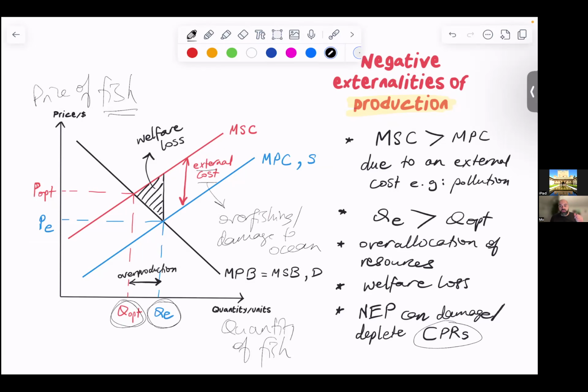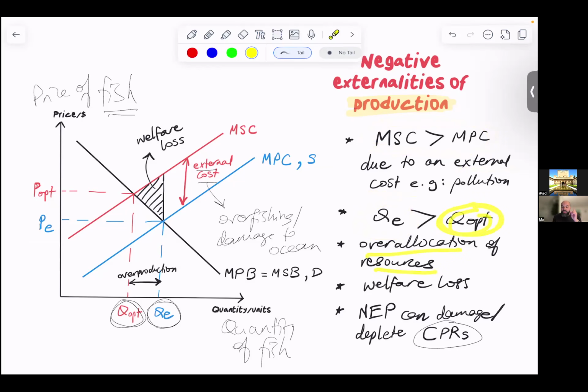Remember, common pool resources are non-excludable. It's hard to exclude people from using the resource, but they are rivalrous. One person's use of the resource will leave less for everybody else. Okay, so remember, let's quickly review. The MSC is higher than the MPC because there's an external cost that the individual producer is not bearing. And this leads to a situation where the equilibrium quantity, QE, is greater than the allocatively efficient quantity, QOpt.